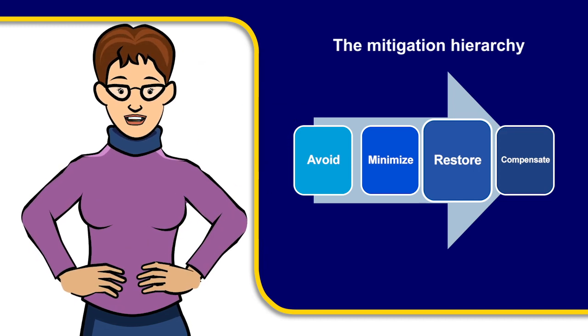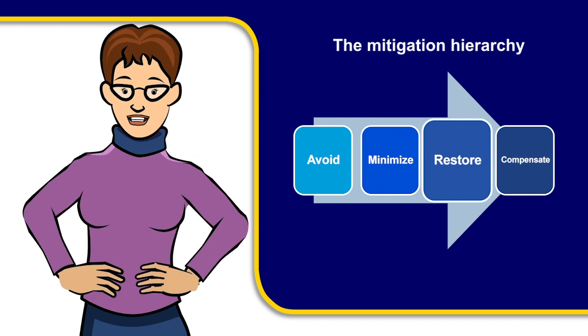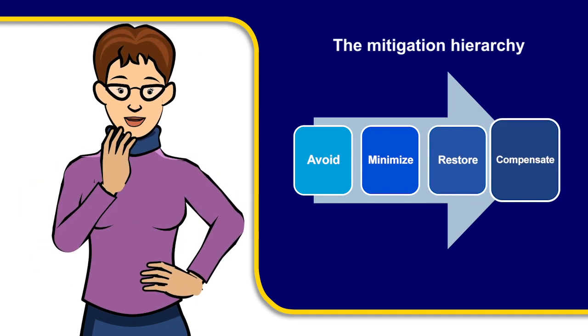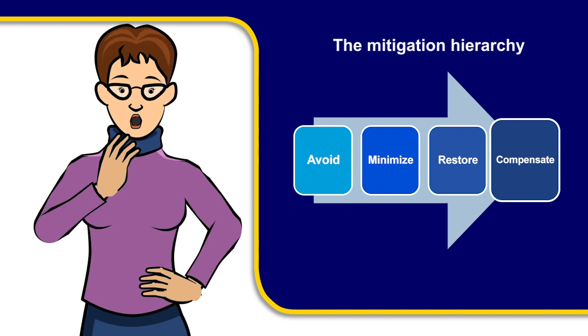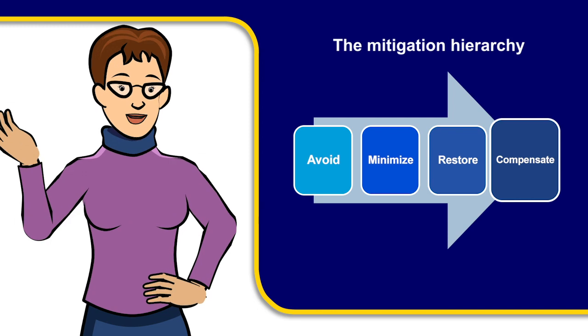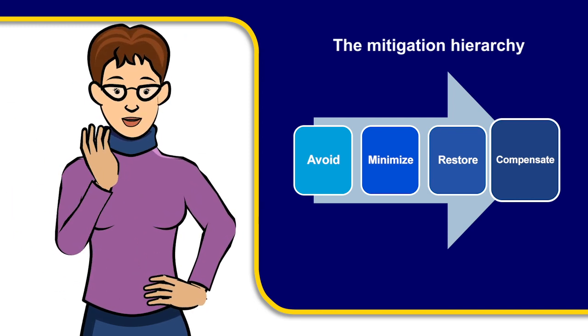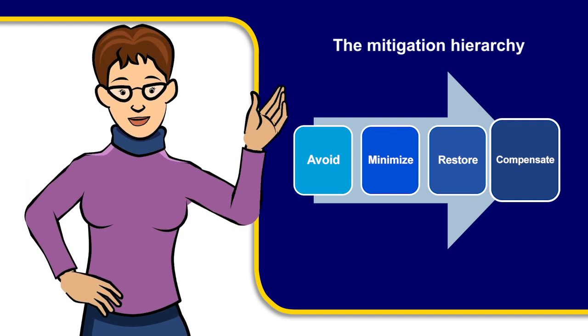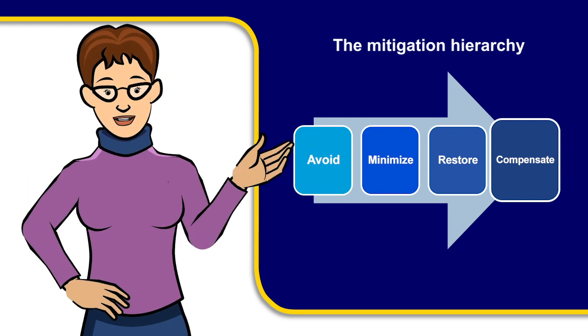If at the end of these three stages there is still remaining impact, then, and only then, can compensation be considered. When we talk about compensation for biodiversity, we are not talking about giving plants and animals money. Well, not directly. But we are talking about compensating an impact by protecting or restoring another area or population that is equivalent to what will be lost.